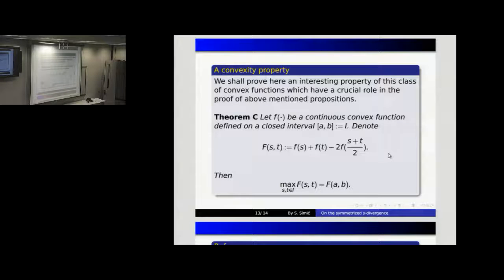This function always had a property for a maximum if you have a convex function. But this function f is not convex, not concave. This is what my question was. The second question is about your conjecture.